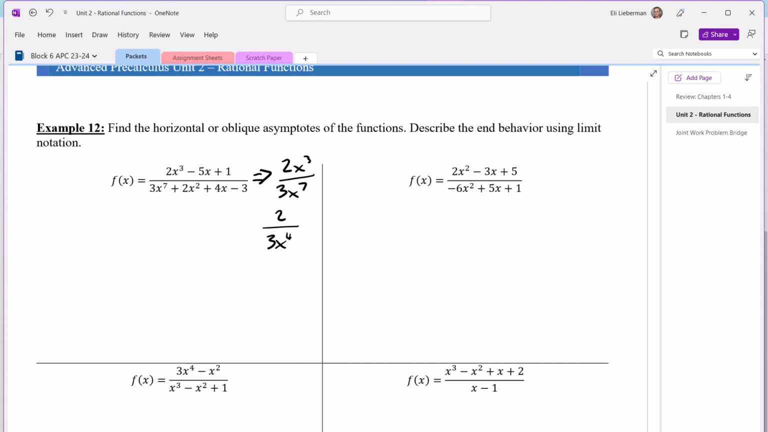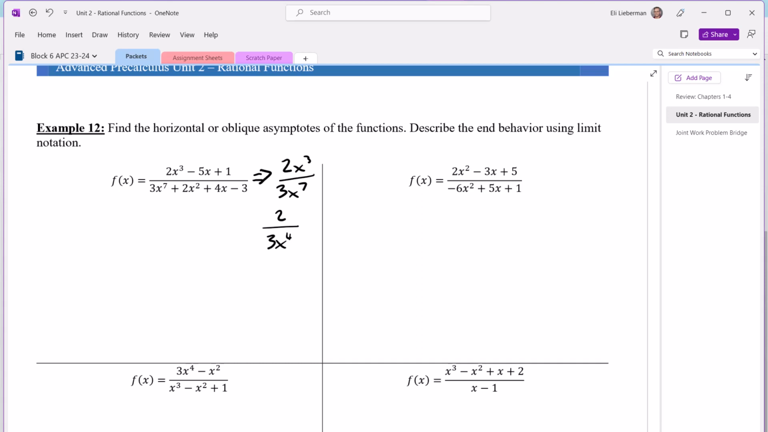What happens to this as x goes to infinity? What's the value of this as x gets bigger and bigger and bigger? It's small. It's smaller, isn't it? Yeah. How about as x goes to negative infinity? It's still the same. It's still going to 0, right? That 0 is our horizontal asymptote.